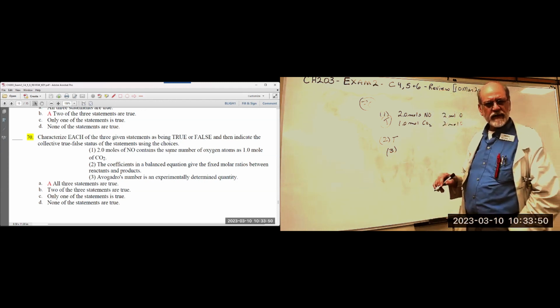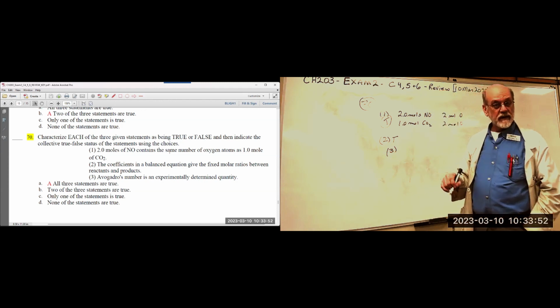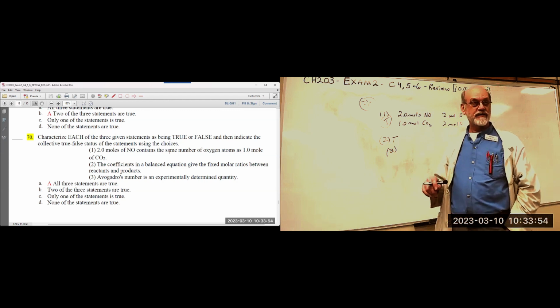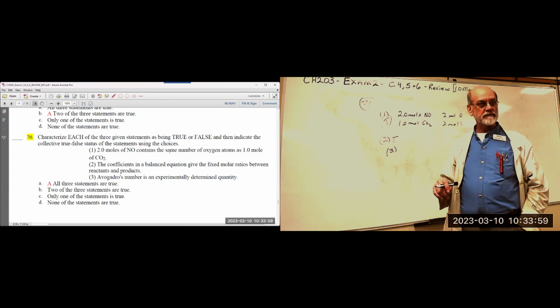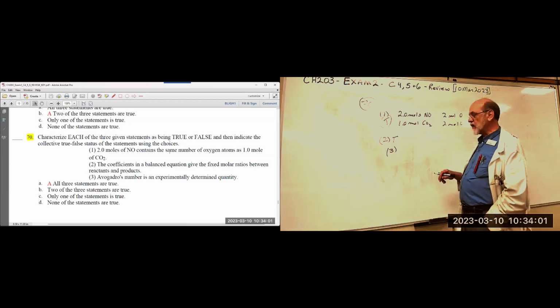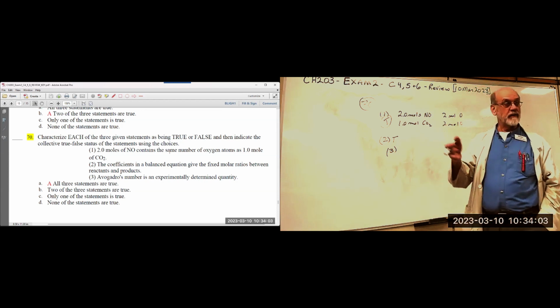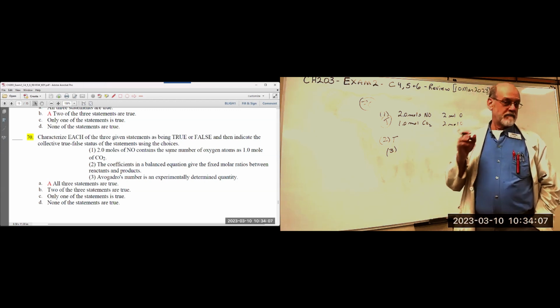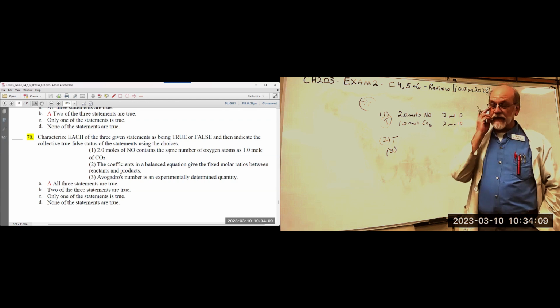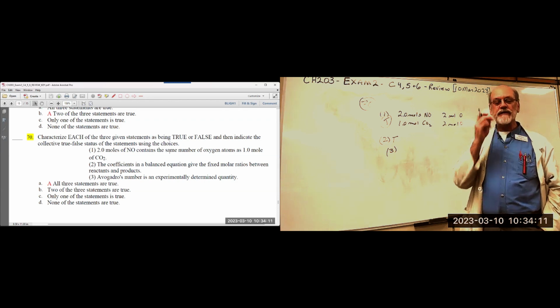Avogadro's number is an experimentally determined quantity. Yes, just a simple statement. It is experimentally determined. If you know you have a mole and you can weigh it, a mole of atoms, you can weigh it. Well, it's more complicated than that. Let's take it at face value.